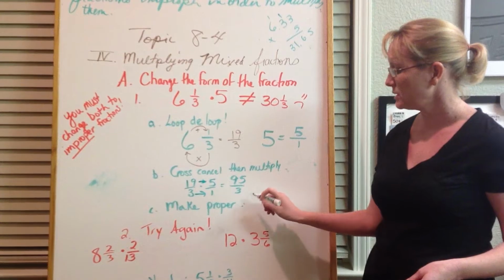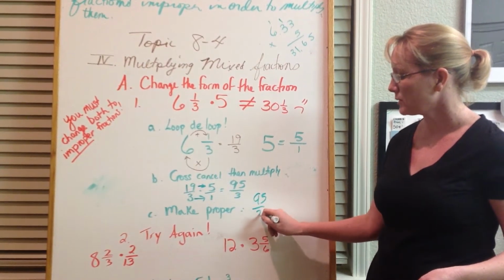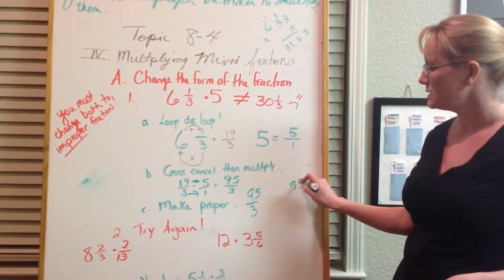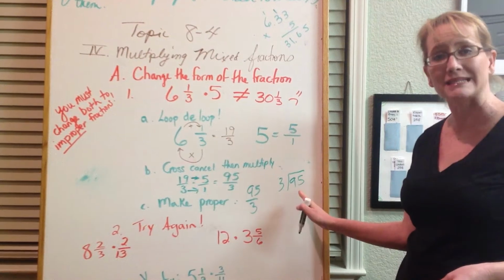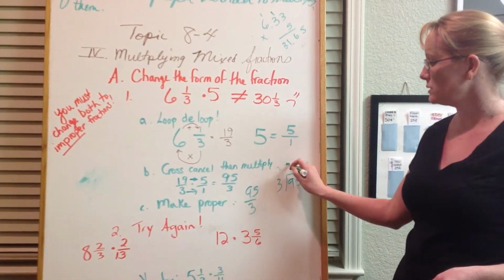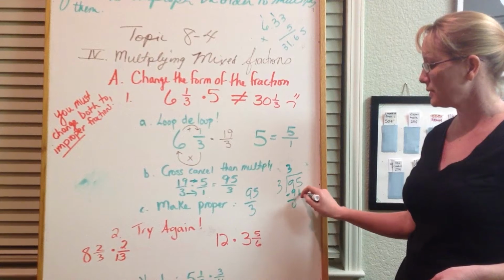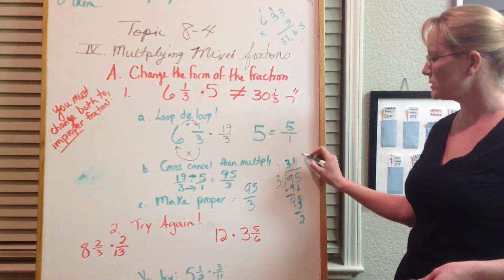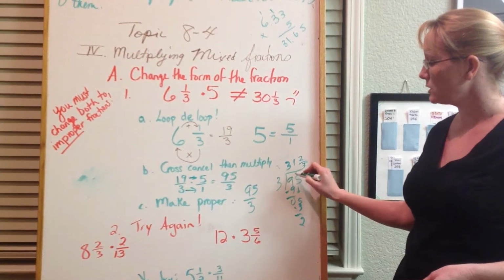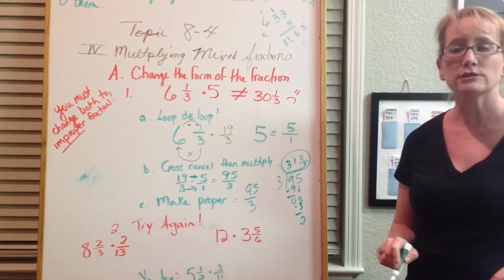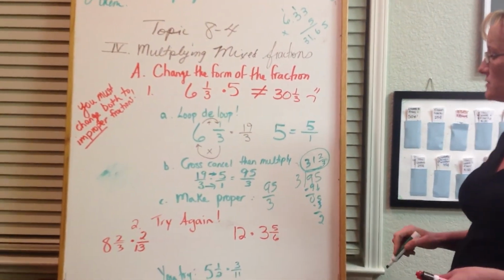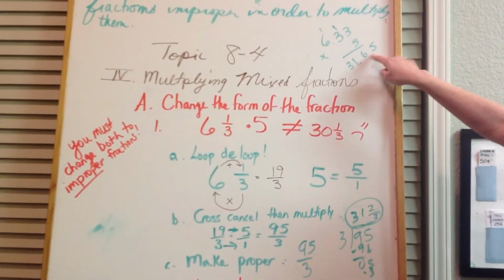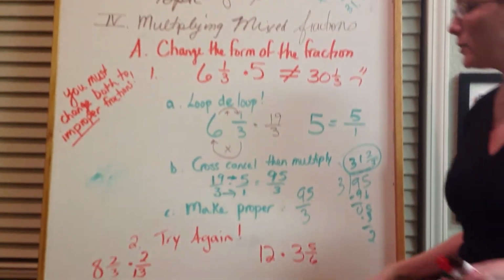Now we need to make it proper, so we make 95/3 proper. Remember that the bar just really means divide, so that's 95 divided by 3. The number on top goes inside. 3 goes into 9 3 times. We bring down our next number. 3 goes into 5 1 time. And that's our remainder, so we put 2 over 3. 31 2/3. That's our new answer. 6 1/3 times 5 is 31 2/3, which is not 30 1/3. Okay. Anyway, we're going to try again now.